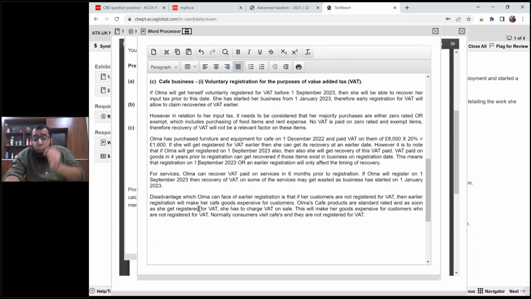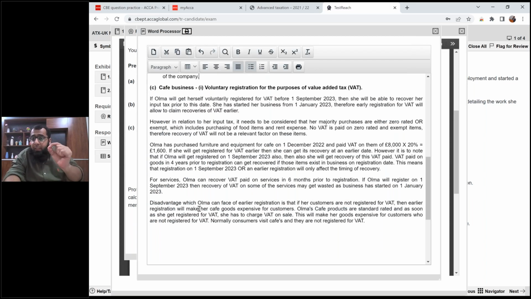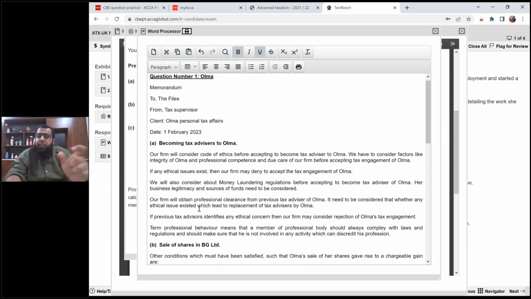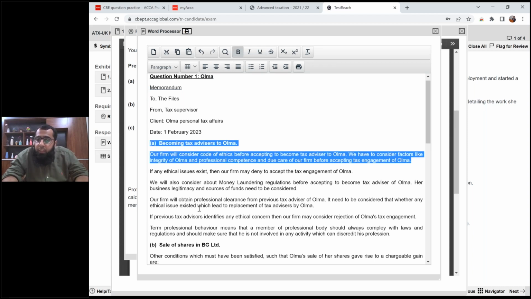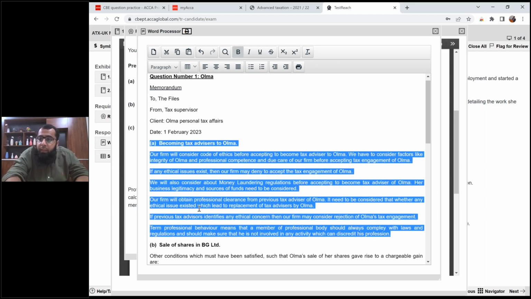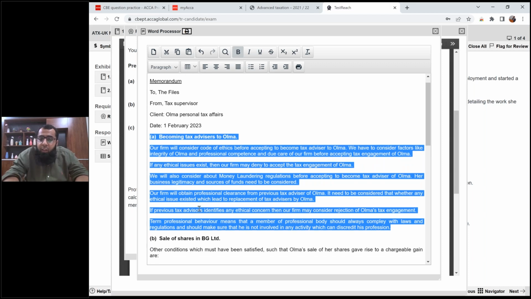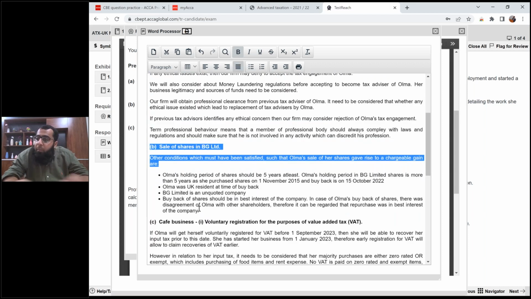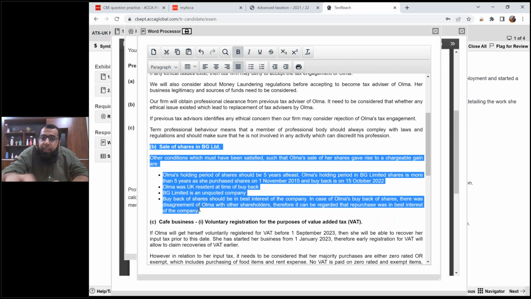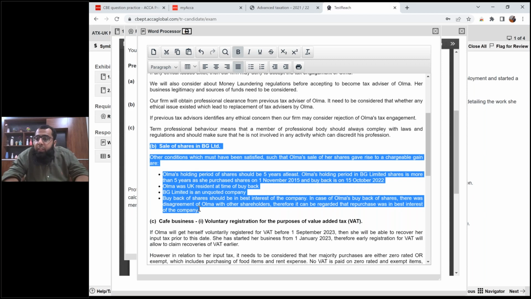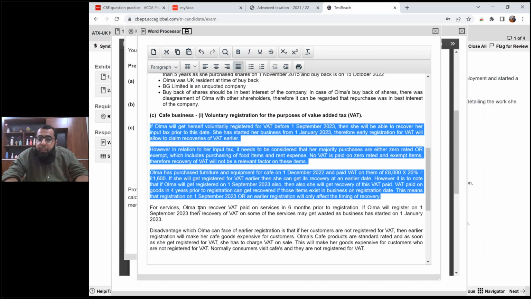Believe me, not a single mark in my entire answer is difficult till here. Not a single mark would I say that it was difficult and you people may not be able to do it. Becoming tax advisor, easy 5 marks. You discuss the 5 points. Then sale of BG limited shares, easy 4 marks. Then cafe business voluntary registration for that. Okay.